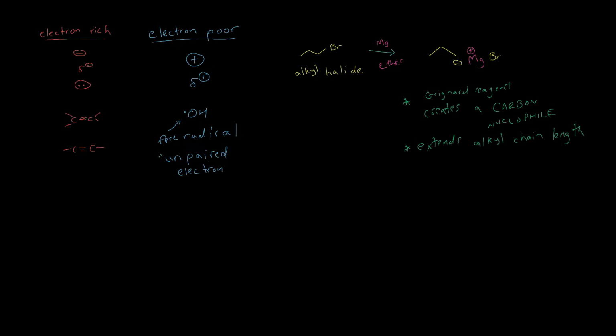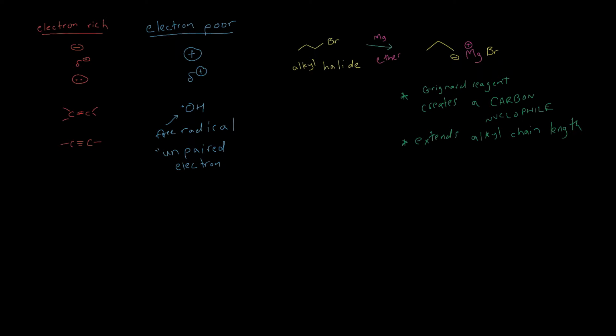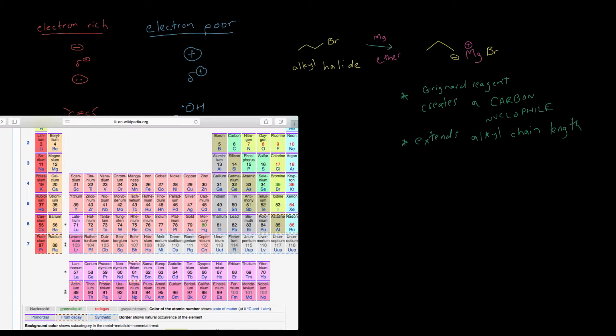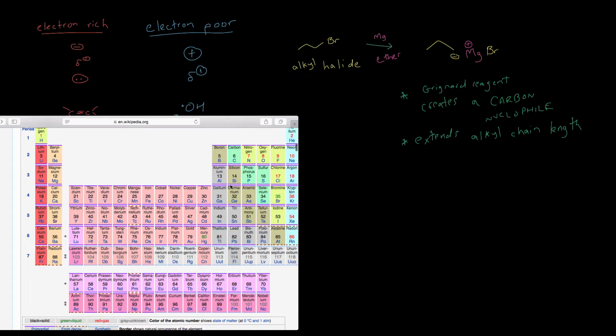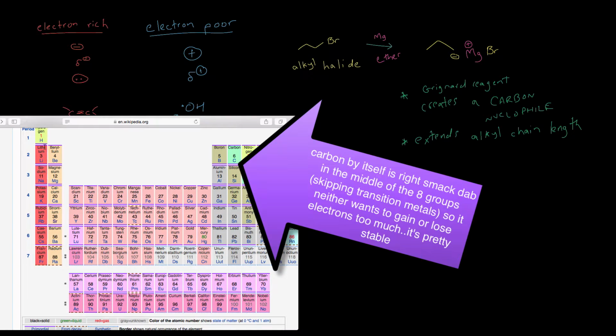What we're going to do is extend the alkyl chain length and make an alcohol by adding it to an electron-poor carbon. So just to review the periodic table, carbon's in group 4. It's not very energetically favorable for it to gain or lose 4 electrons to resemble a noble gas, so it's not as reactive as your group 1s or your group 7s, where only the movement of 1 electron is required to resemble a noble gas.